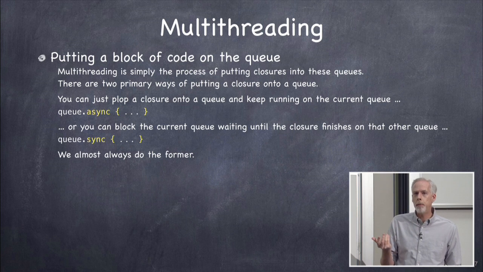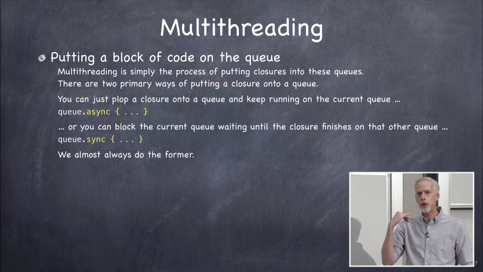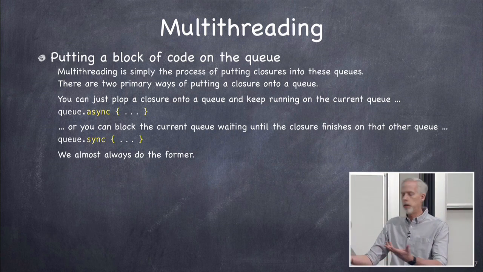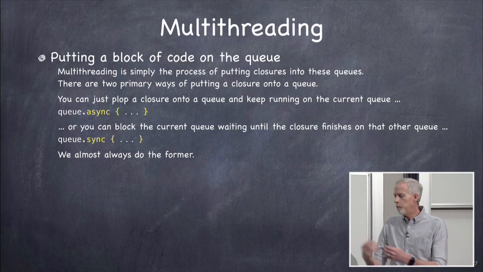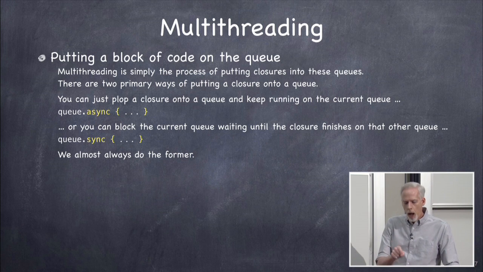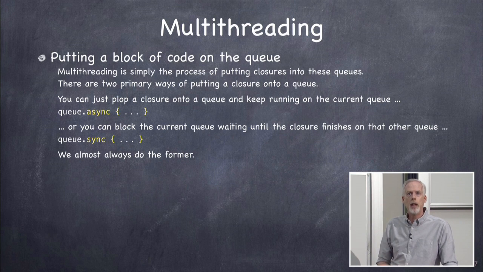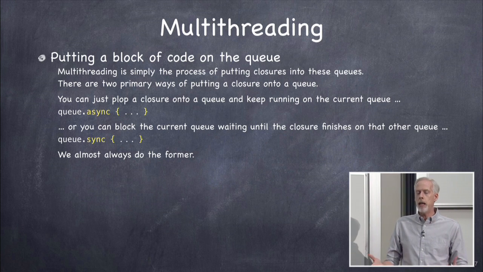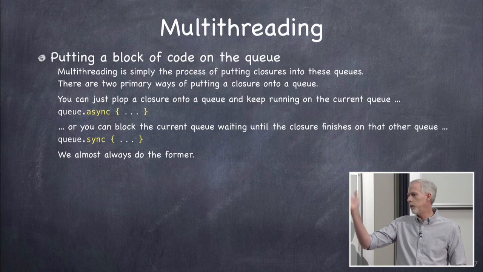So async means put this closure on the queue, put it in line to execute, and return immediately. Async does nothing except put that block into the queue, whatever queue you send it to. Sync, same thing, puts it in the queue, and then says block this thread until that closure finishes executing on whatever queue it's on, which could be a totally different queue. So basically, sync is block me until this closure finishes executing wherever you put it.